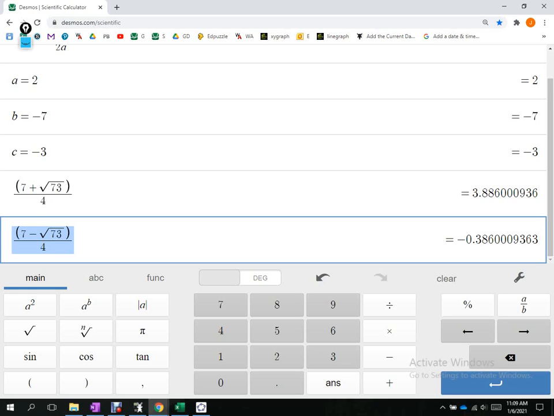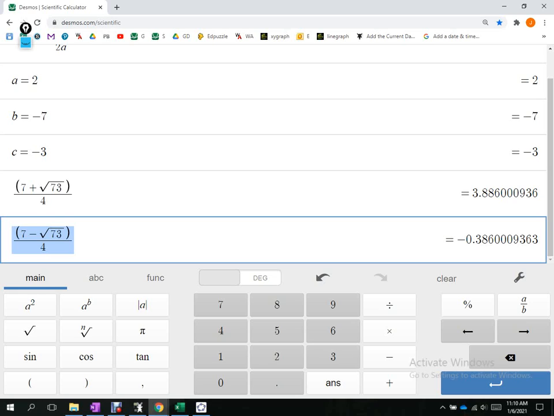Okay, so when you do this, you might be able to evaluate this and get that 3.886 number. But then the software is going to say, type it in as 7 plus radical 73 over 4. And if you don't know the algebra to get to that, obviously you're not going to get that question right. Does that make sense?